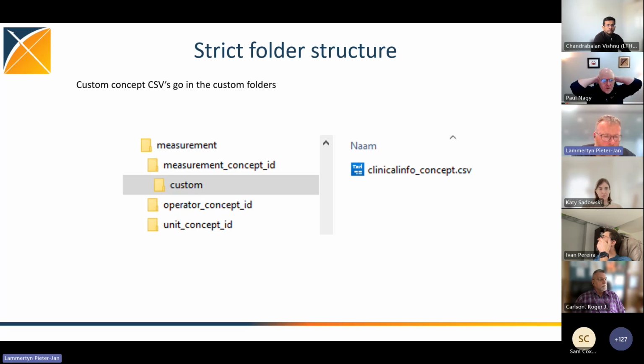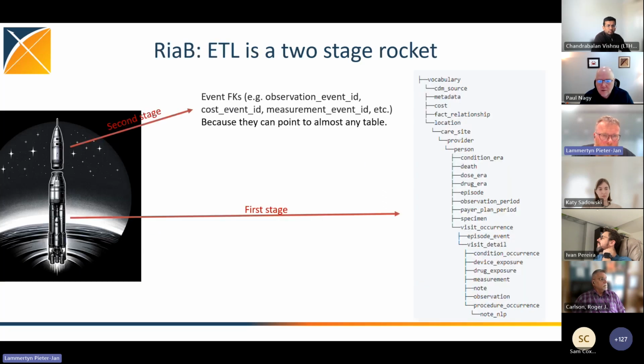So it's a folder layout, 3 levels deep. The folders of your OMOP tables in that OMOP table folder. Then you have folders for every concept column, and in a concept column folder you can have a custom concept folder, and you put in there the CSVs and the SQL queries. So the ETL tool itself is like a 2-stage rocket.